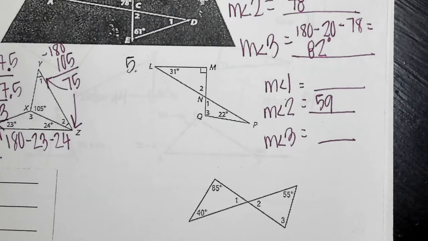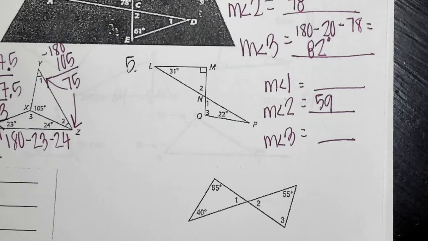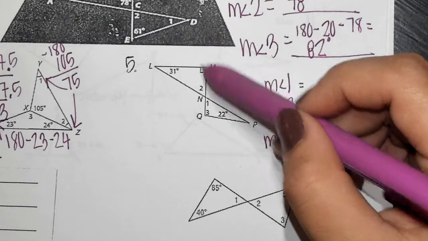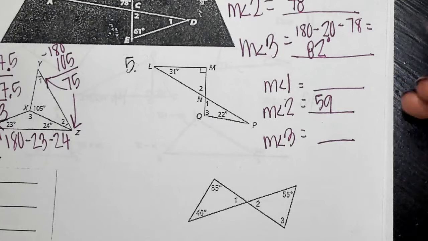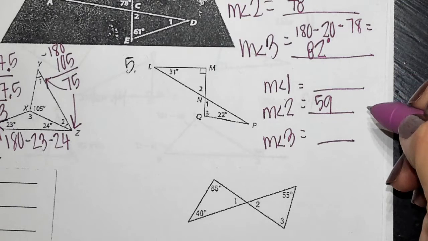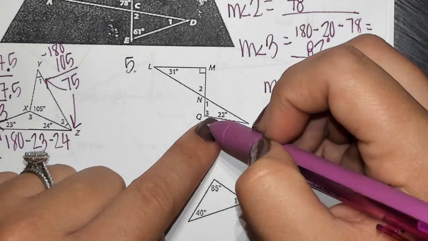I subtracted 22 from 180. Okay, I probably, well, you don't know 1 and 3 are the same. Melody, what do I know about angle 1? Wait, can we? We don't know 1 and 3. You don't know that 1 and 3 are the same.